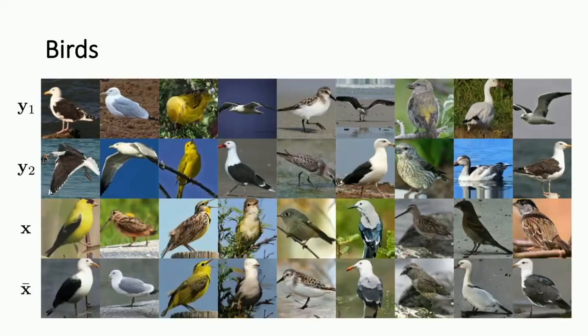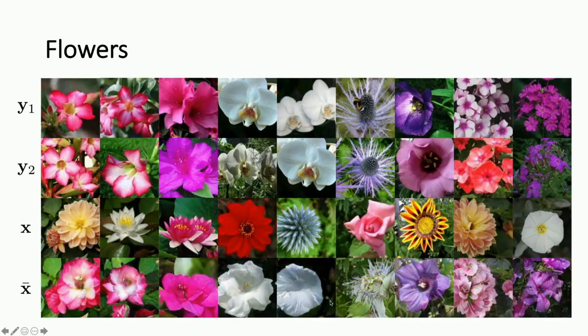Also, here are some results of transferring birds to different categories. For example, the model can quickly extract the characteristics of this kind of bird and apply it to the input image without ever seeing this kind of bird during training. Also, we tested it on flowers.